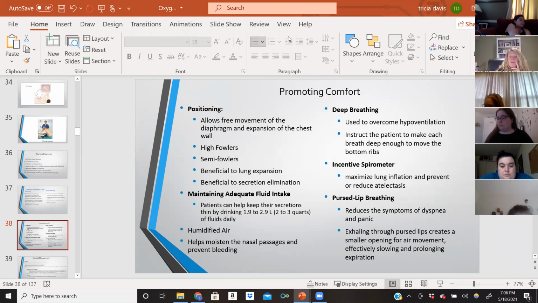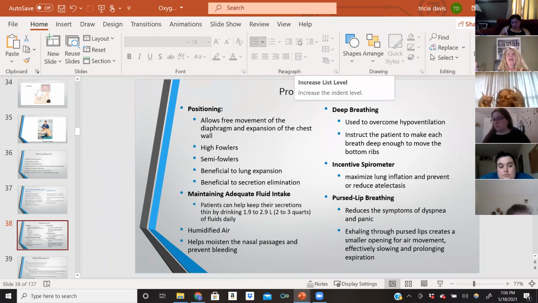All right, so promoting comfort. So what can we do to help our patients that can't breathe be comfortable? So we can position them. So positioning them will allow free movement of the diaphragm and expansion of that chest wall. If we can allow the diaphragm to freely move and really get a good expansion, we're going to be able to get more oxygen in, and we're going to be able to oxygenate all of our body organs, and the patient's going to feel better.